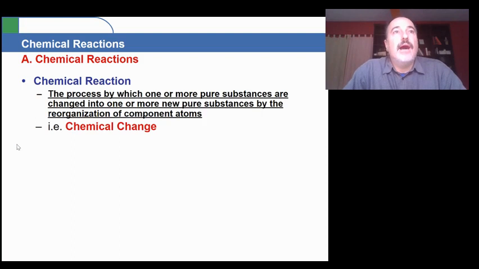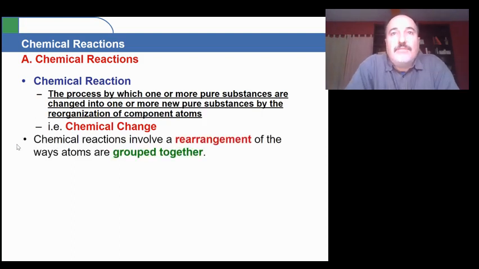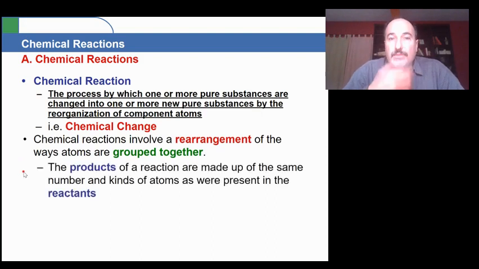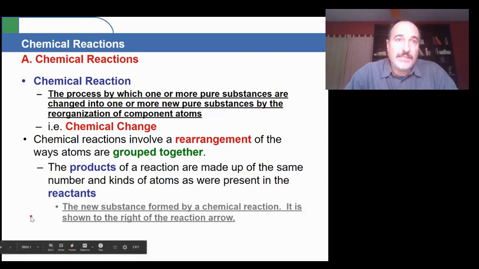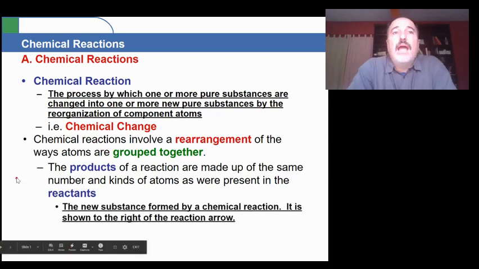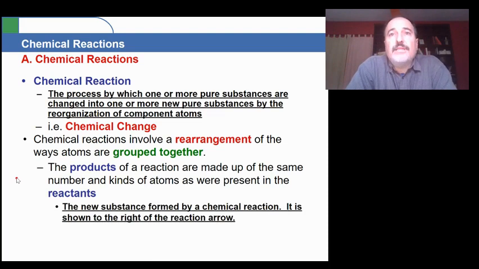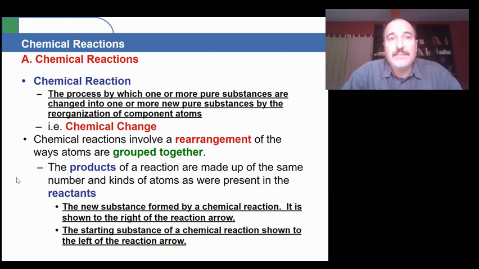Now, chemical reactions involve a rearrangement of the ways atoms are grouped together. The products of a reaction are made up of the same number and kinds of atoms as were present in the reactants. And remember, products are the new substances that are formed in a chemical reaction. They are always to the right of the reaction arrow, whereas the reactants are the starting substances in a chemical reaction, shown to the left of the reaction arrow.